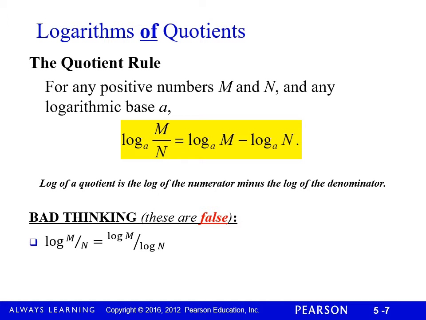So here's our bad thinking. Our brain wants to make things neat and tidy and symmetrical. The log of a quotient is not equal, this is false, to the log of the numerator divided by the log of the denominator. This is false. Also, the log of m over the log of n does not equal the log of m minus the log of n. The quotient rule is for the logs of quotients, the logs of fractions, if you will, not the fraction of logs. Be careful. These rules are easy to mess up, so it's important that you memorize them and know them.